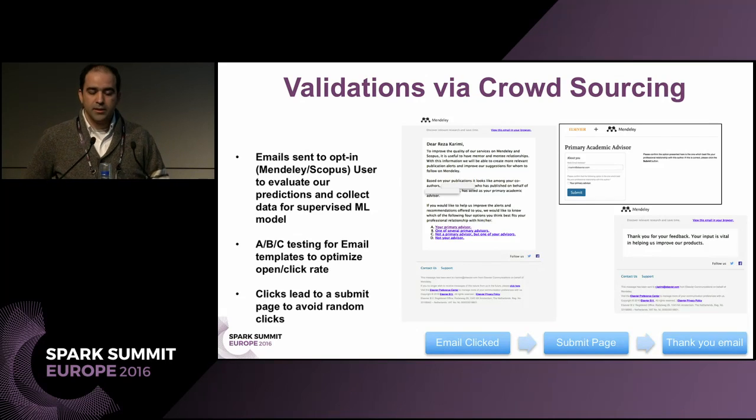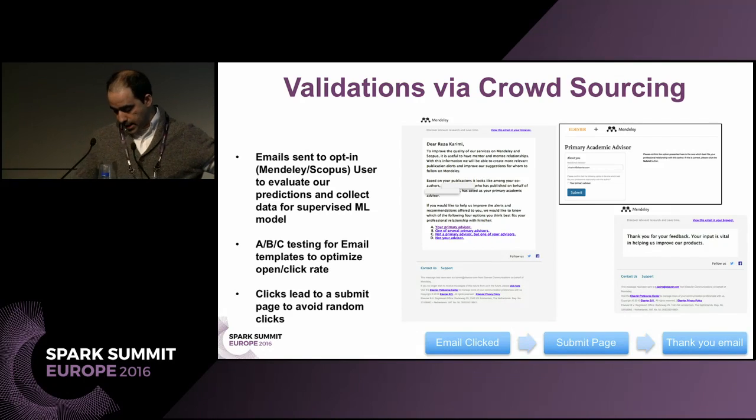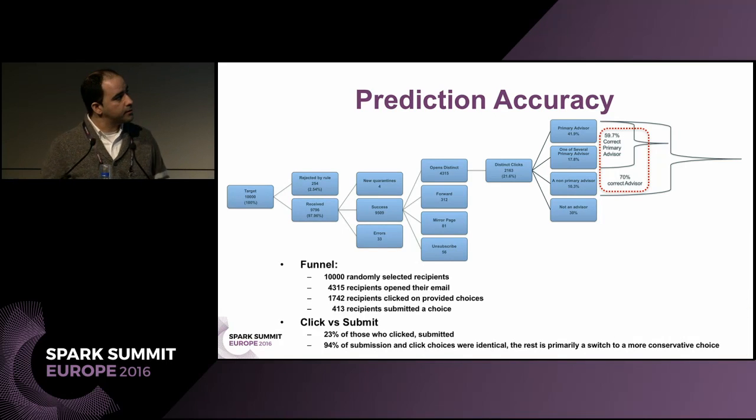We also validated this result via email campaign. We sent email, and we had 4 options. We asked people to specifically click on a link and then submit. And then here is our result. We had about 10,000 audience recipients, about 4,300 opened their email, about 1,700 clicked on the link, and about 413 actually submitted a choice.